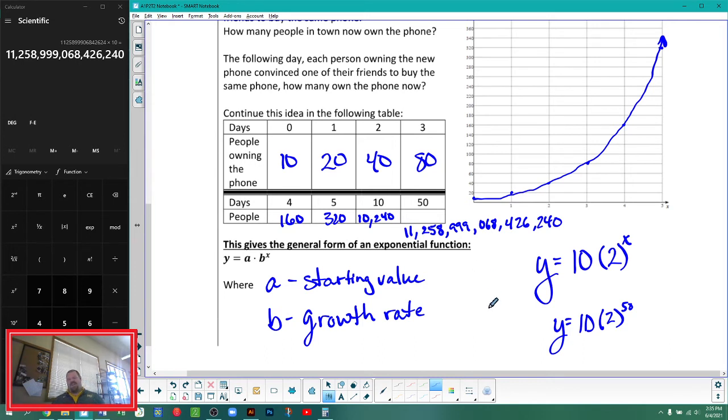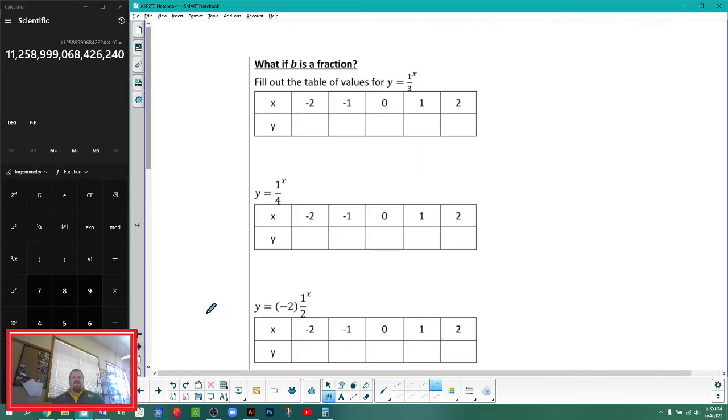Obviously, there are things that get in the way. Population is a big one. There aren't that many people, so we don't have to worry too much about this same pace lasting for 50 days. Let's go ahead and take a look at what happens if b is a fraction.